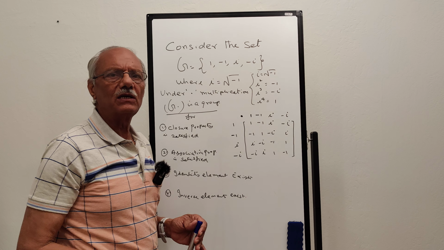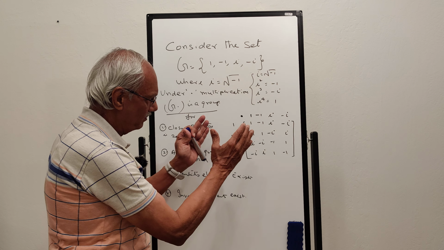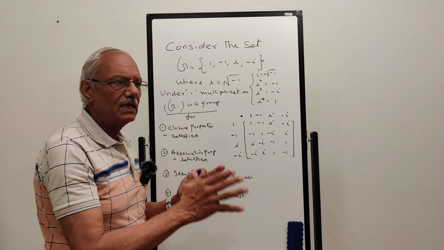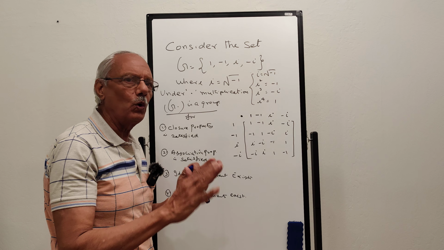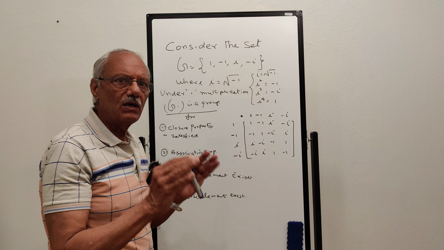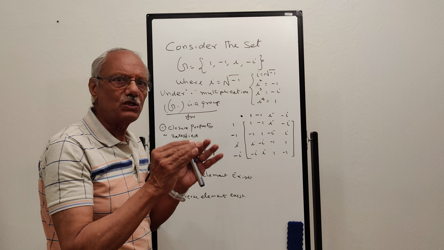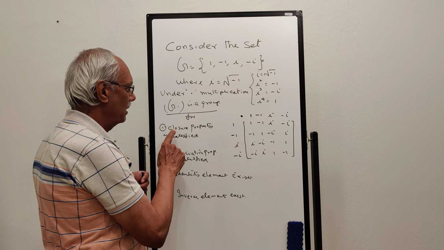We have to prove that this is a group. From the table itself we can see that this is a group, because it satisfies all the 4 properties required for a set to be a group. So what are the properties?